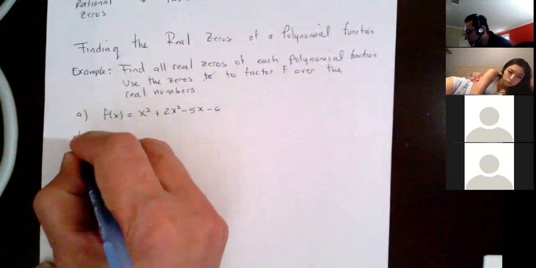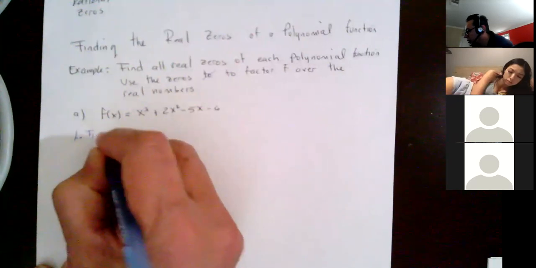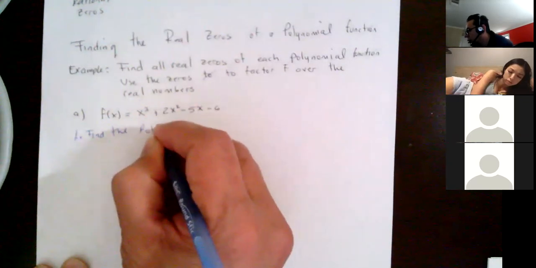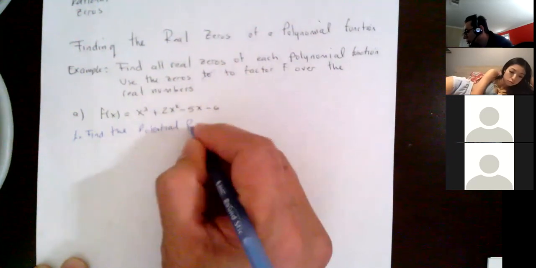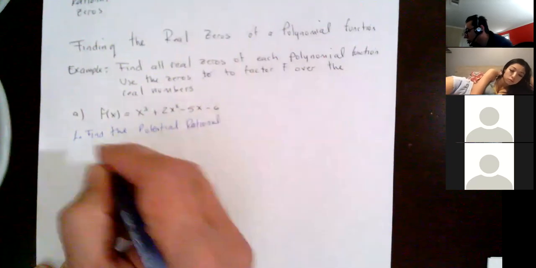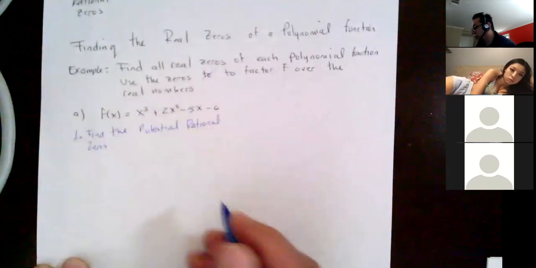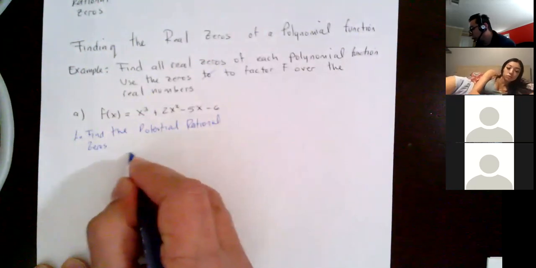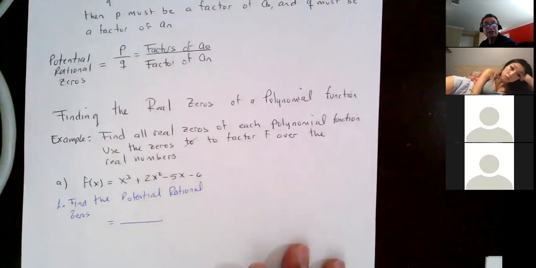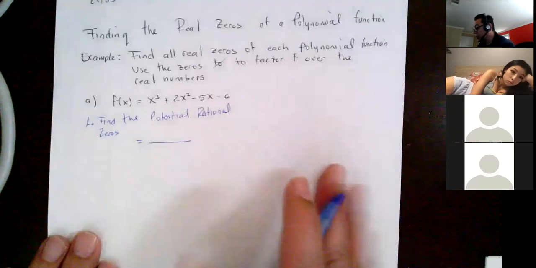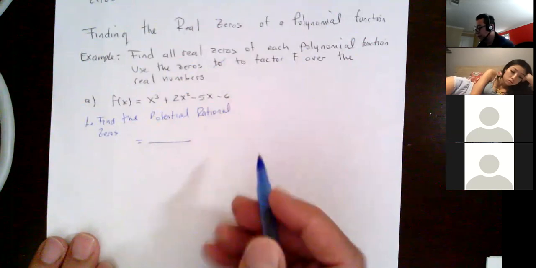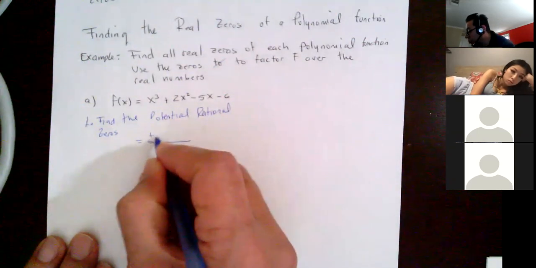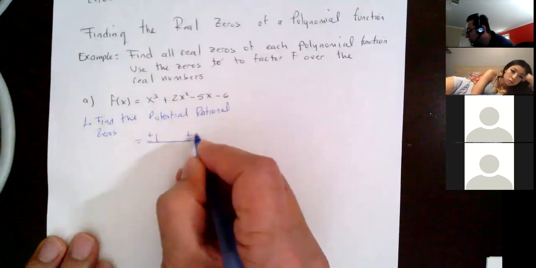I'm going to write the steps here. Step number 1, find the potential rational zeros. All right. And how are we going to do that? Well, we're going to divide the factors of the constant. What is the constant here? The constant is -6, right? Let's find the factors of -6. Well, factors of -6 are going to be plus minus 1 and plus minus 6.